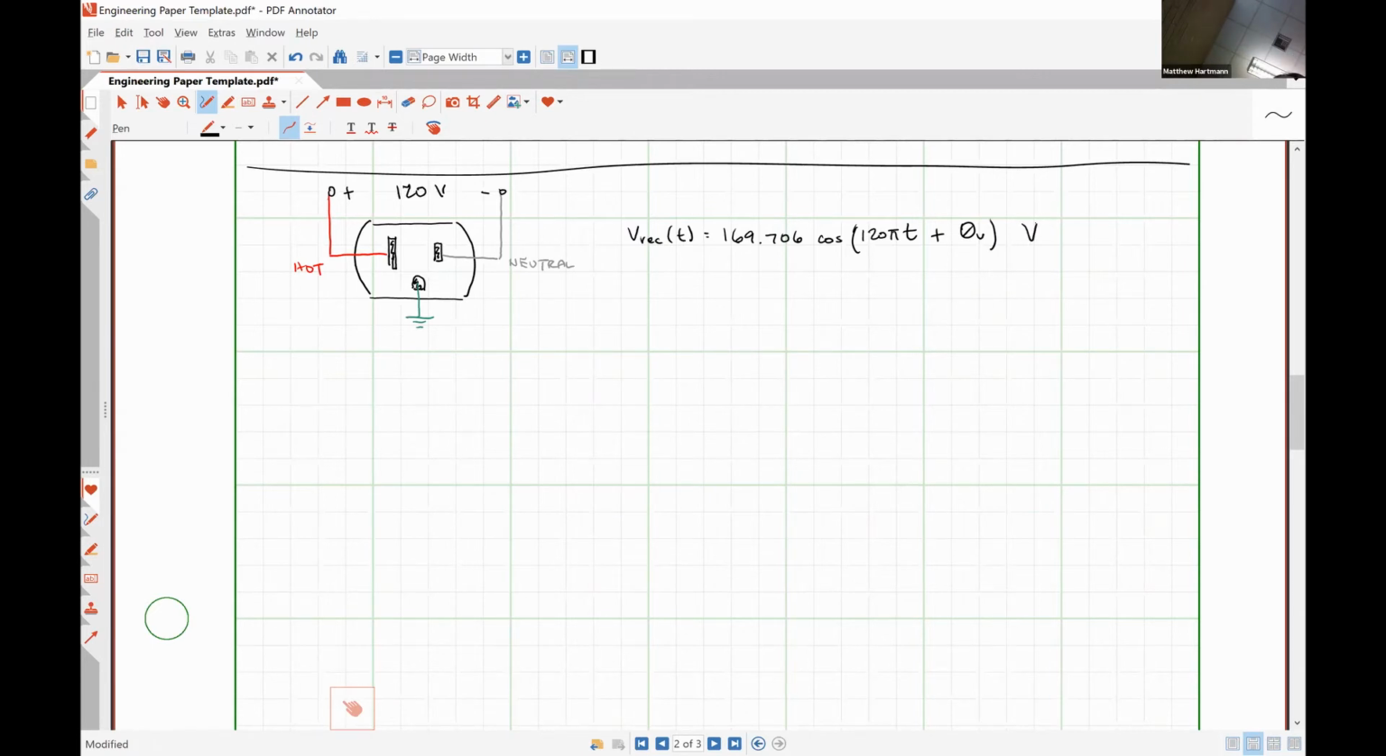So the question that we're going to address today is, how in the heck does this 169.706 keep getting called the 120 that we are familiar with? And the answer is that the 120 volts is the effective value of that sinusoidal voltage. So an effective value is really just an engineer's shorthand notation for saying this time-varying signal is going to supply just as much power as a DC signal.